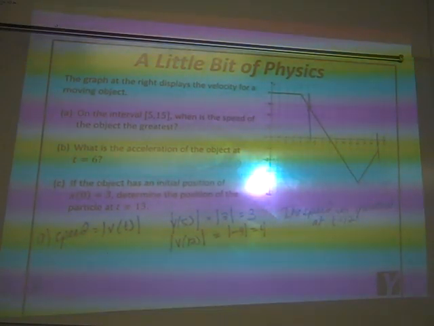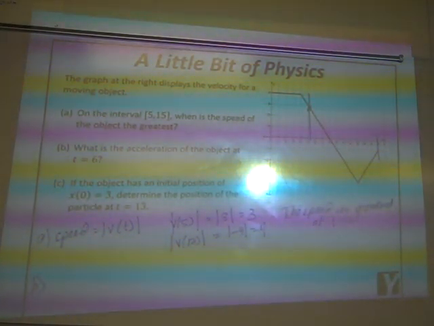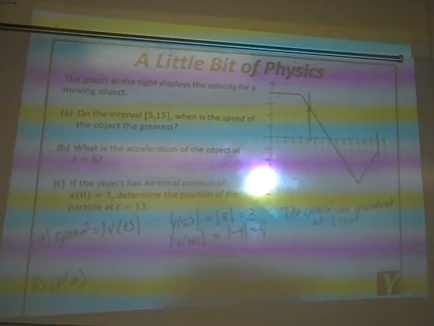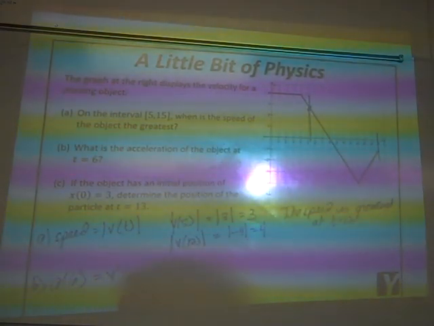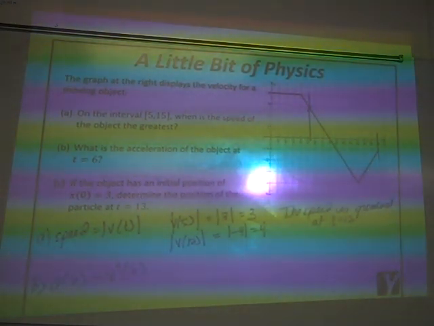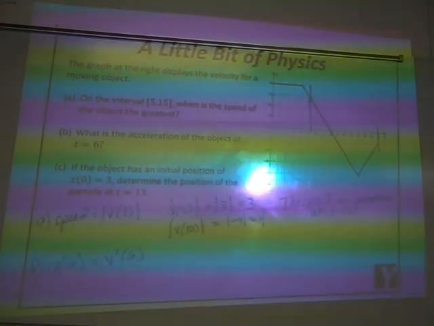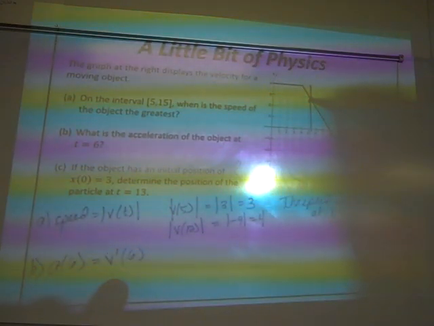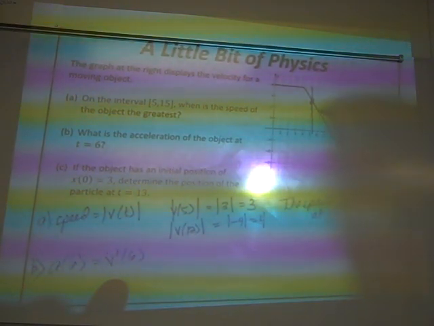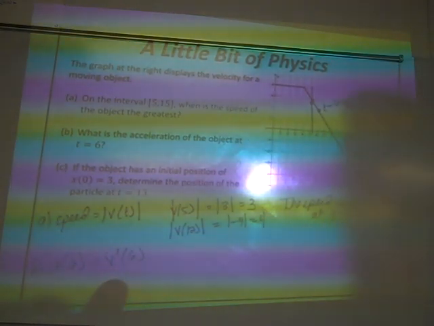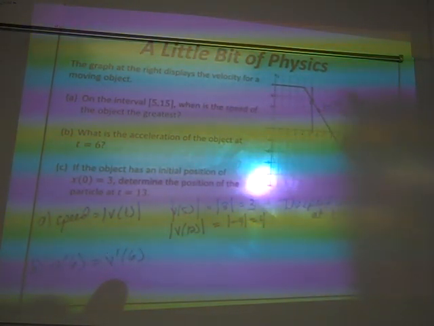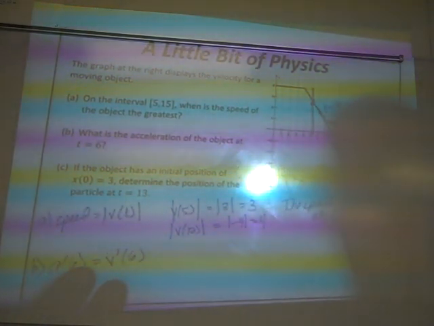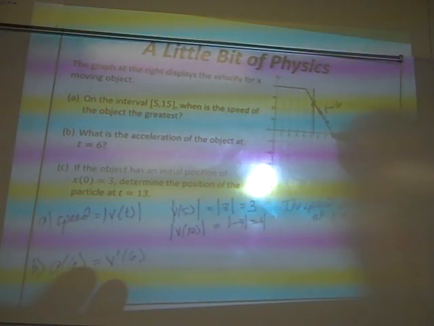All right, part B. What's the acceleration of the object at t equals 6? Well, I want the acceleration at 6. The way we find the acceleration is the derivative of velocity. All right, well, how am I going to find the derivative of velocity? What I know about the derivative is the derivative represents the slope of the tangent line. So over here at t is equal to 6, I need to find the slope of the tangent line that I would draw there. And in this case, the tangent line actually lays directly on top of that curve.